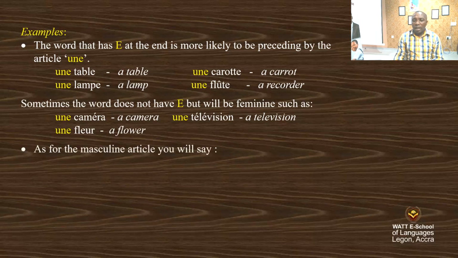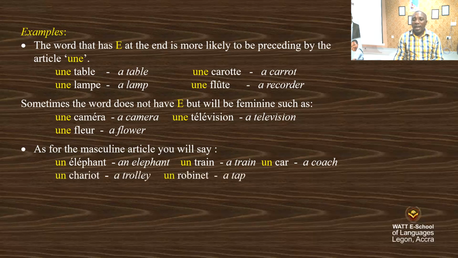As for the masculine article, you say un éléphant, un train, un car, un chariot, un robinet, un livre. Look at this one, it ends in E, but it's one of the exceptions here. You say that words that end in E are likely to be feminine. So that's why we say 75%. It means that not all the words. And this one ending in E is masculine. So watch out.